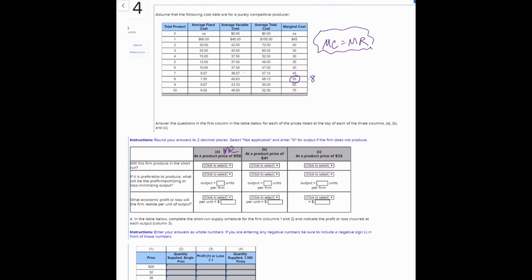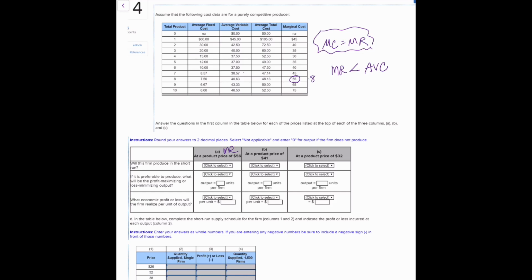And the shutdown decision, if you'll recall, is where the marginal revenue is less than the average variable cost. And the logic here is that if you can offset any of your fixed costs, which is the difference between average variable and average total, then you should continue to produce because you're better off offsetting some of your fixed costs than shutting down.